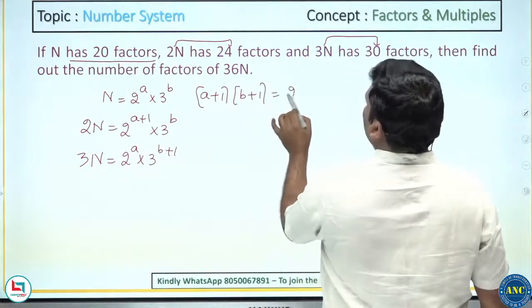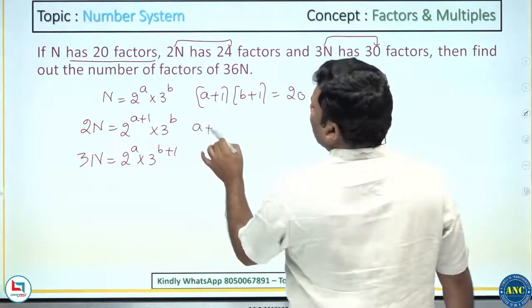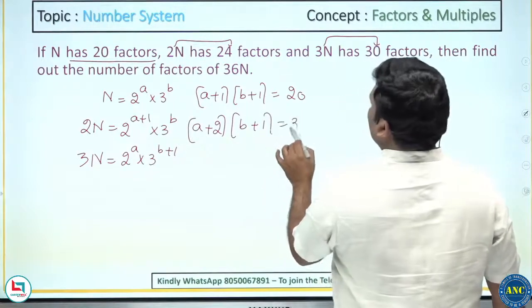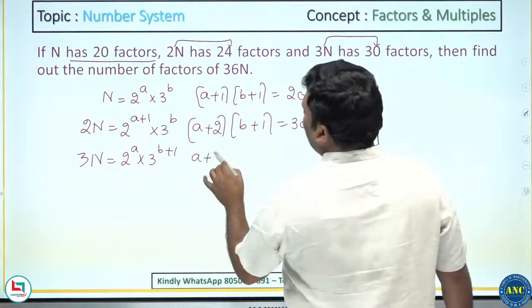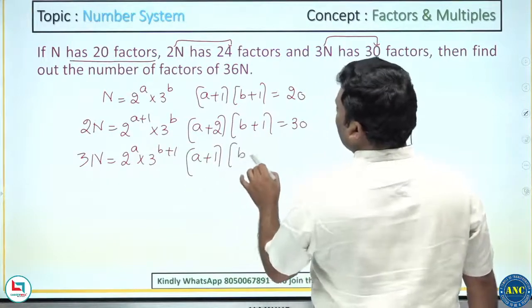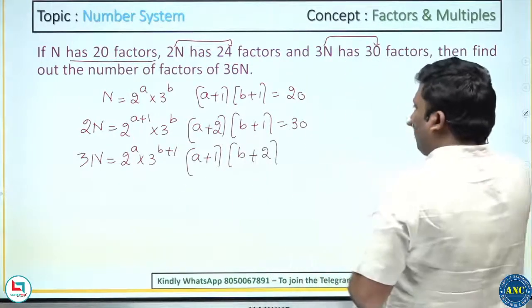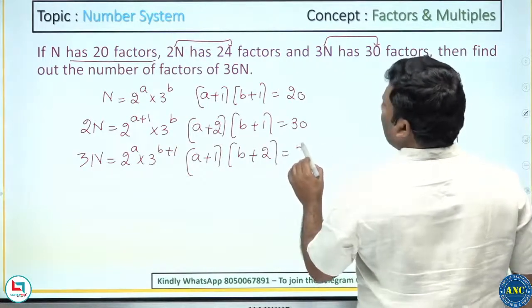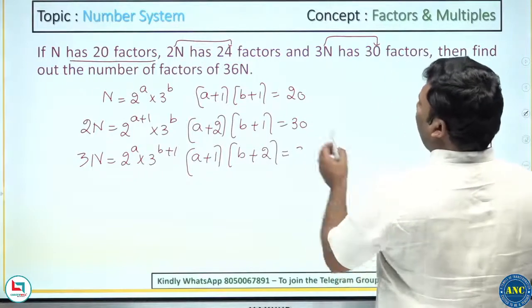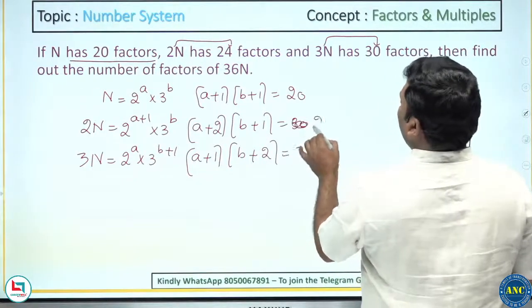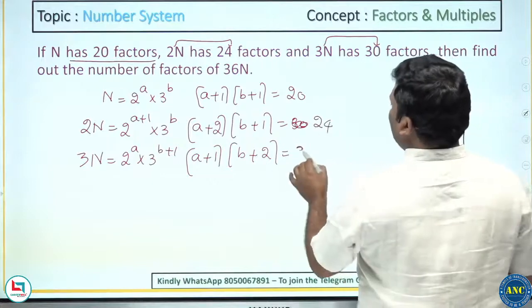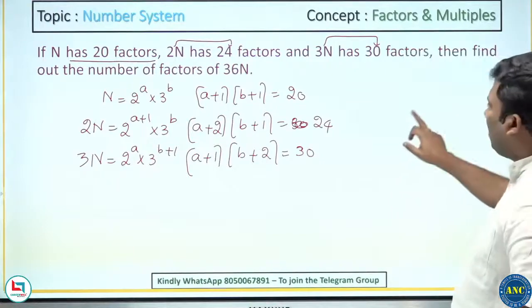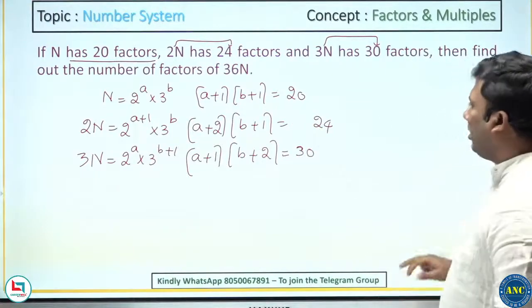It is given as 20 factors. A plus 1 into B plus 1 is 20 factors. A plus 2 into B plus 1 is equivalent to 24 factors. A plus 1 into B plus 2 is given by 3n, 30 factors. N has 20 factors, 2n has 24 factors, and 3n has 30 factors. I hope it is clear.